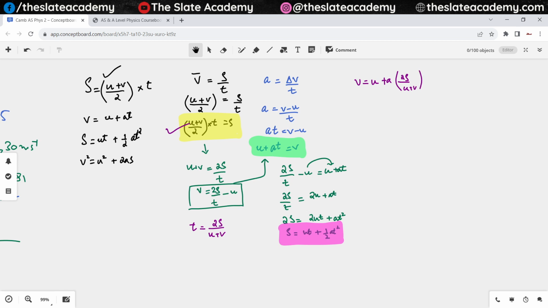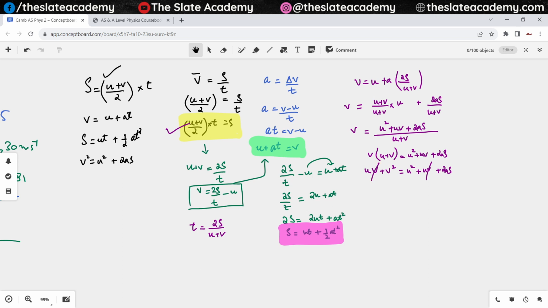Since I've got fractions on the right hand side, in order to deal with that, I make the denominators the same. The first one I multiply and divide with u plus v, plus 2as divided by u plus v. So it becomes v is equal to, in the numerator, u squared plus uv plus 2as, all over u plus v. Fine. It becomes v times (u plus v) is equal to u squared plus uv plus 2as. Uv plus v squared is equal to u squared plus uv plus 2as. Uv and uv cancel out. V squared is equal to u squared plus 2as.